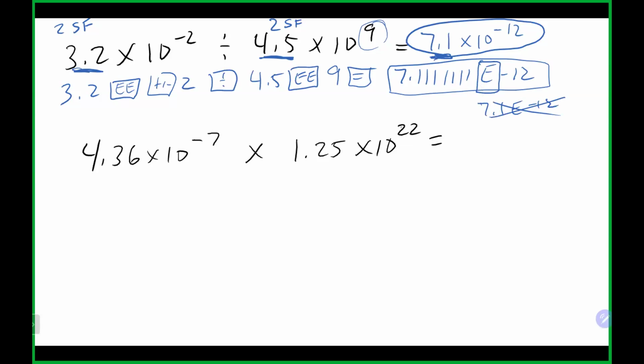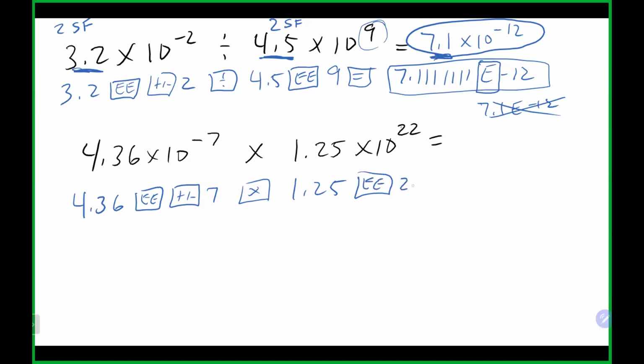For the bottom one there, we're going to do the same thing. We're going to go 4.36. Again, we're going to hit our exponent button. We're going to hit our negative button and 7. We're going to hit the multiplication button, 1.2. Once again, exponent button. And again, positive exponent here, so 22. And our equals button in this case.